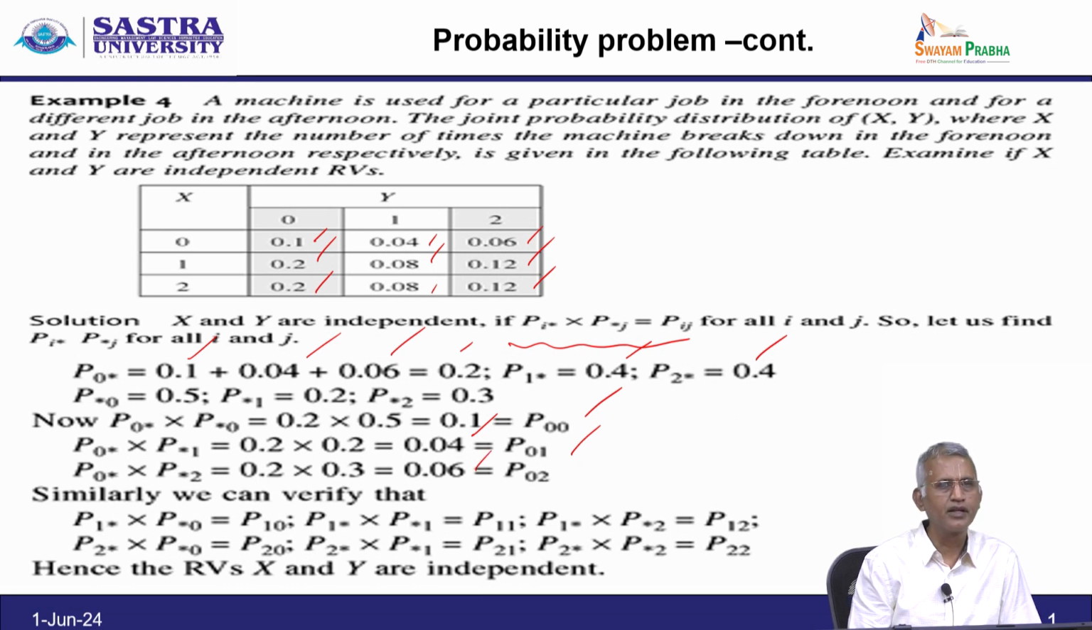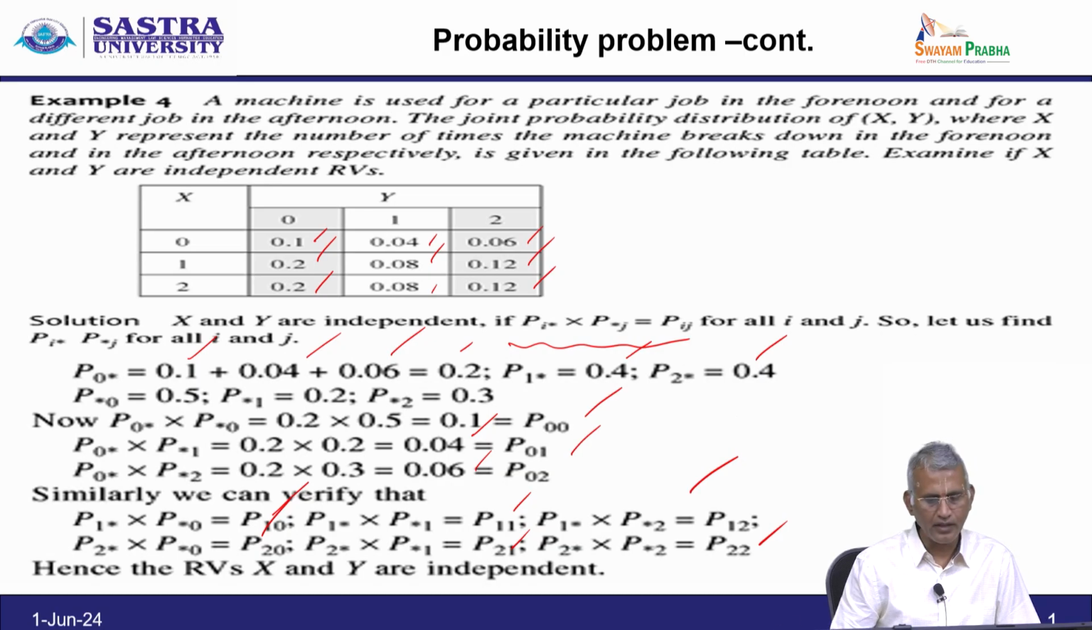So, similarly, we can verify that p1 star into p star 0 is p1 0, and p1 1, p1 2, p2 0, p2 1, p2 2, and we get that they are independent of one another.